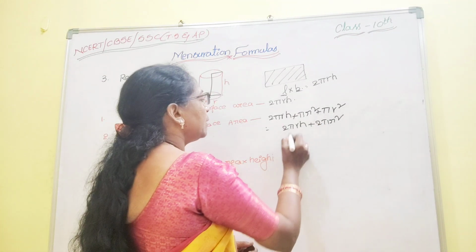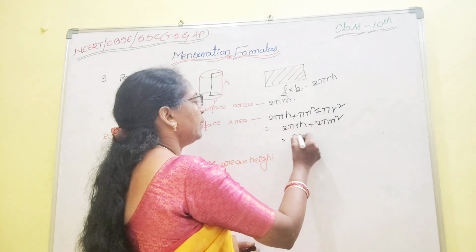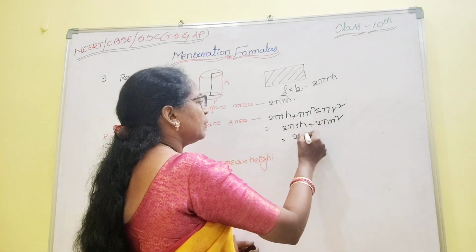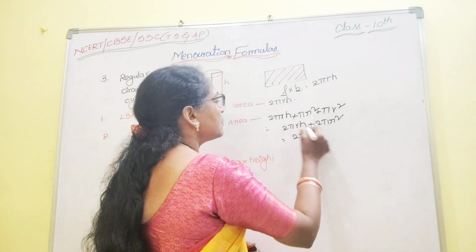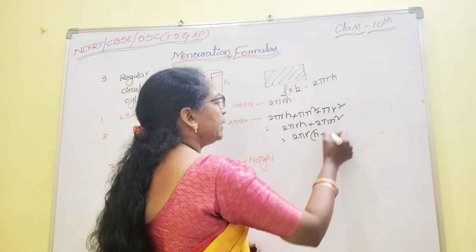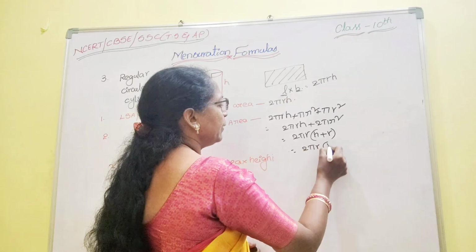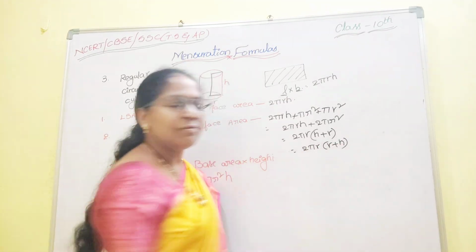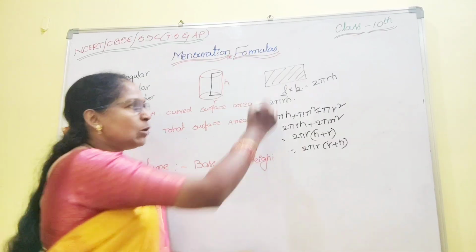Now in both the terms, 2 you can take as common. Pi is also common. R also is there in both terms. So you can take 2 pi r as common. And the remaining terms are h plus 1 r. Formula is 2 pi r into r plus h. This is the basic concept. This is the basic trick and basic concept.